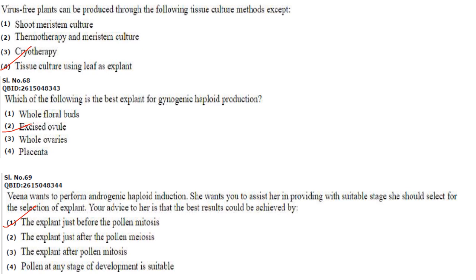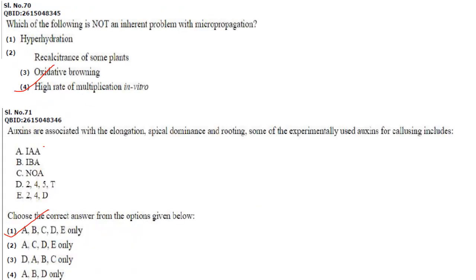Then next one. Veena wants to perform androgenic haploid induction. She wants you to assist her in providing a suitable stage she could select for the selection of explant. Your advice to her is that the best result could be achieved by... So Veena wants to perform androgenic haploid induction, and which is the best suitable stage for that. So the explant just before pollen mitosis will be the best suitable explant for androgenic haploid induction. Answer is option 1.